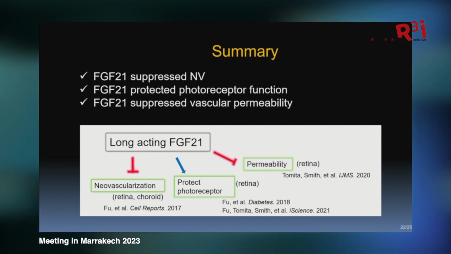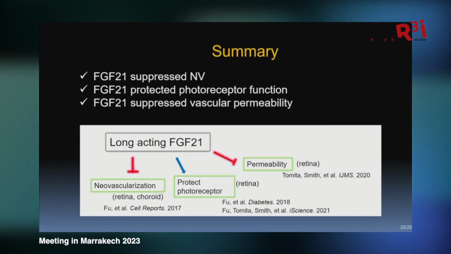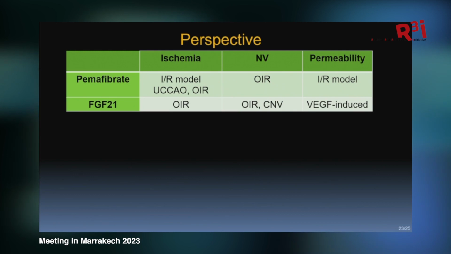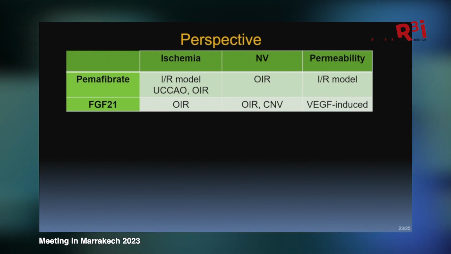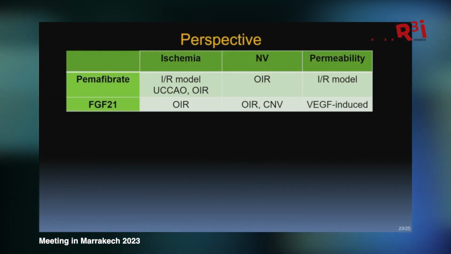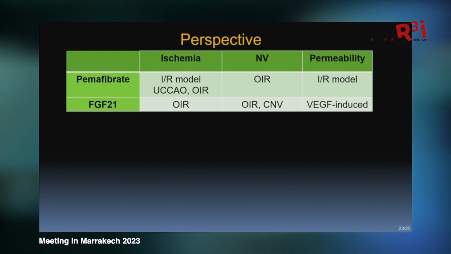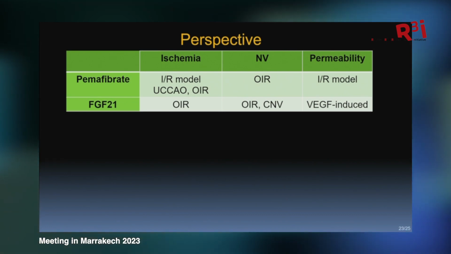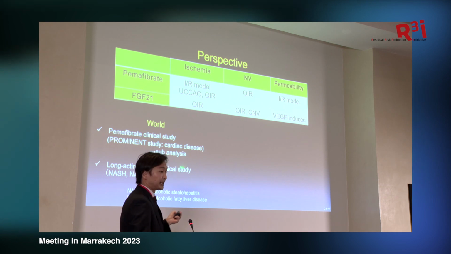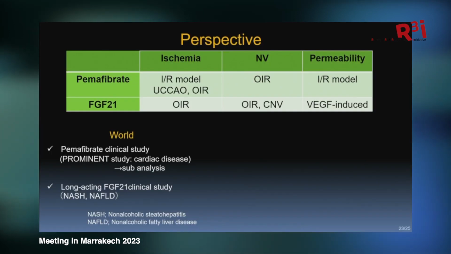So in summary, FGF21 suppressed neovascularization too, protected photoreceptor function, and suppressed the vascular permeability. Given that pemafibrate and FGF21 have almost the same efficacy for retinopathy, it seems to support the idea that pemafibrate acts via FGF21. So now we are waiting for the sub-analysis of pemafibrate, and also waiting for the analysis of the clinical trials for the long-acting FGF21.